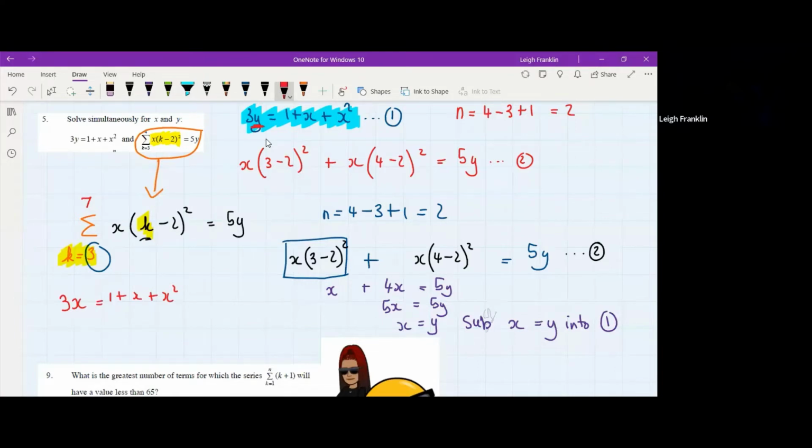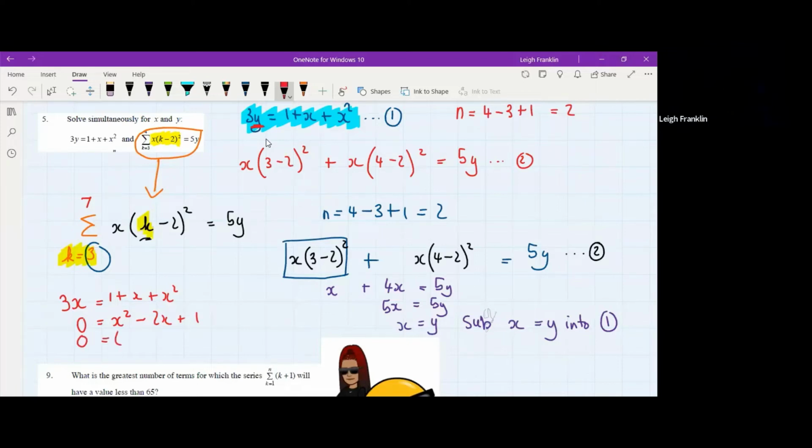Now I've got to get it into standard form. So bring the x squared to the front. x minus 3x is going to leave me with minus 2x. And then I'm going to bring down my plus 1. Is that okay? Is everybody still with me? Yes, ma'am. Good stuff. Now I'm going to factorize.